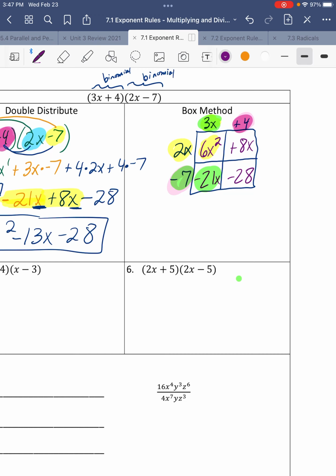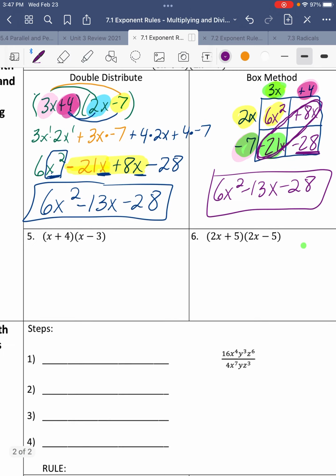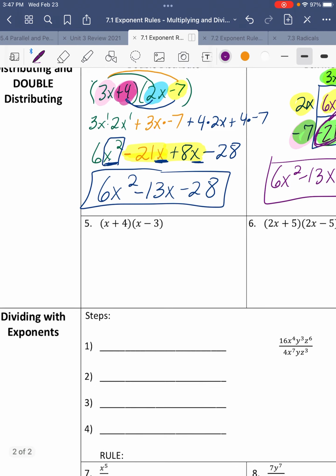When you multiply them out, you have to look for like terms. A lot of times your like terms are these diagonals. You'll see in the top left you have 6x squared. There's no other x squared terms, so that comes down. Negative 21x plus 8x is a negative 13x. And then we have a subtract 28. So you can see, either way gives you the same answer. One is a little organized way with a box, and the other one's double distribution. You are more than welcome to work on either one.